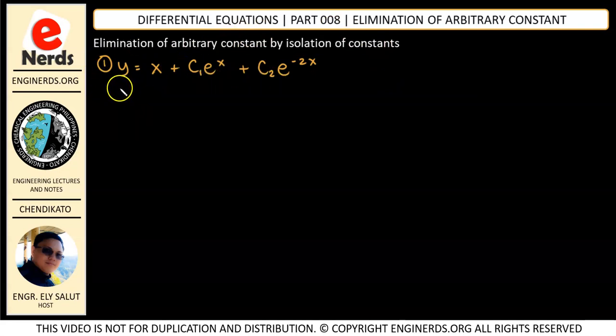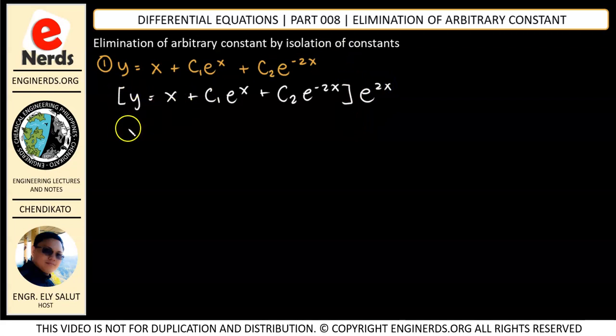So, that means I will actually have here y is equal to x plus C1 e to the x plus C2 e to the negative 2x. I will have to multiply this all by e to the 2x. Okay? So that means here I will have y times e to the 2x is equal to x e to the 2x. Okay? Plus C1 e to the x times e to the 2x. So we have the same base. We will just need to add our exponents. So I will have e to the 3x then plus C2.